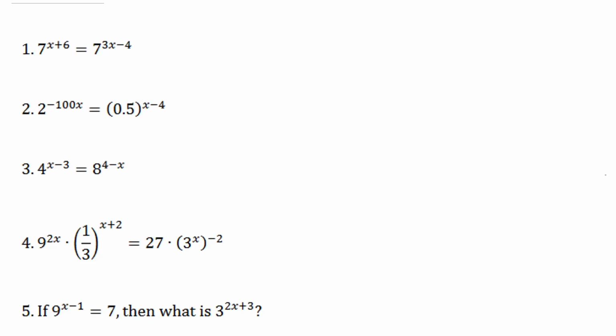Let's start with the first example here. We have 7 to the x plus 6 equals 7 to 3x minus 4. Because they both have 7 as the base, we can cancel it out and set the exponents equal to each other. Now we can subtract both sides by x and add 4 to get 10 is equal to 2x, which makes x equal to 5.